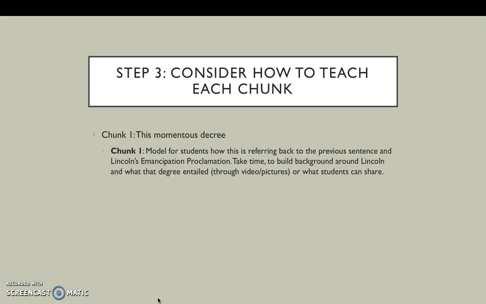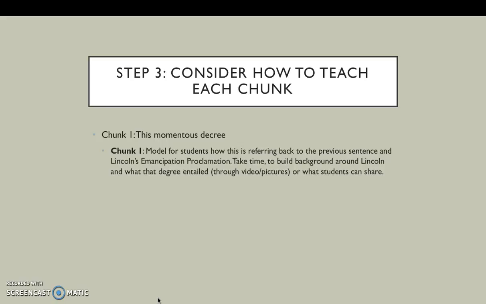Step 3 is to consider how to teach each chunk and what you want to point out as you look at each chunk with students. Let's take the first chunk, this momentous degree. In this area, the teacher says that he or she would model for students how this is referring back to the previous sentence in the larger text, where Lincoln's Emancipation Proclamation is being referenced.